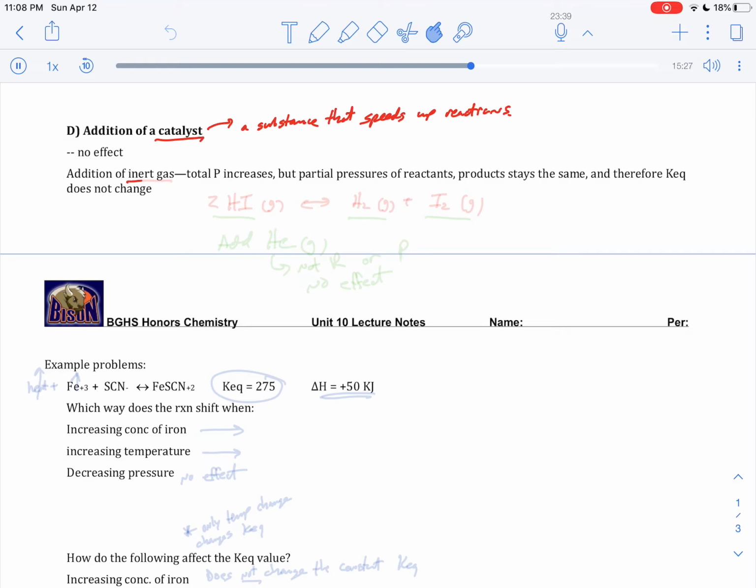Also, an inert gas. If an inert gas is added to a reaction, so for example, we saw this earlier. Actually, it was HI.